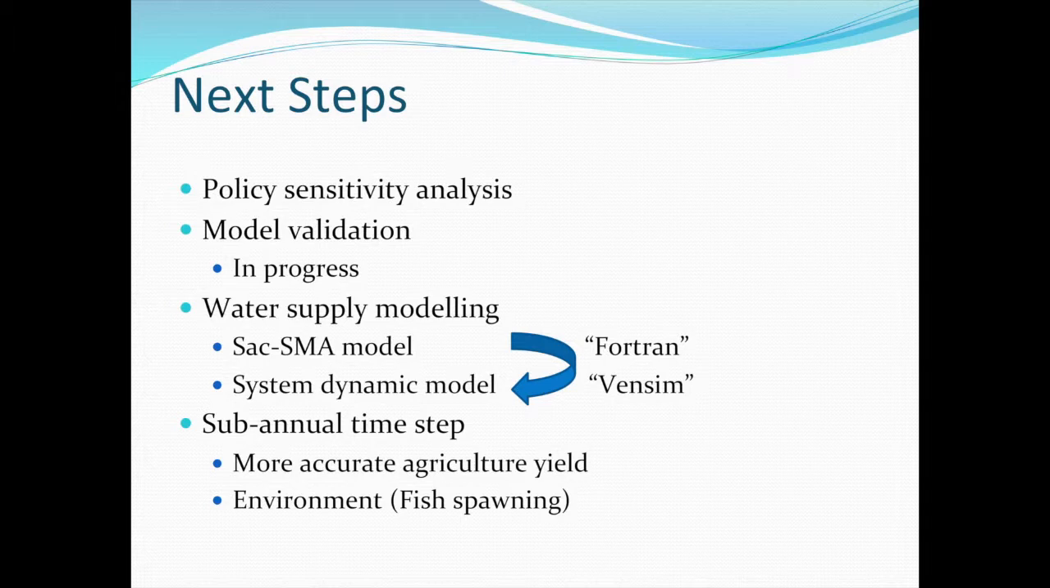We wanted to translate the Sacramento Soil Moisture Accounting model, which was developed in the Fortran language, to our system dynamics model, which is developed in the Vensim software, and run this new model in a sub-annual time step. Right now, the model is running at the annual time step. And once we move from the annual time step to the sub-annual, we can get more accurate agricultural yield. Also, in some of the months, the stream flow is very important for fish spawning. So we wanted to try sub-annual time steps later.